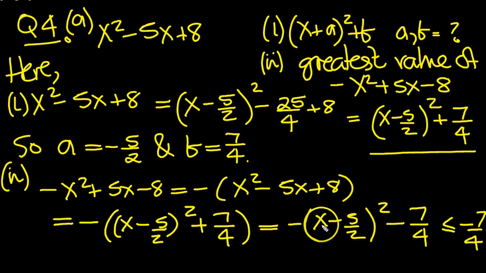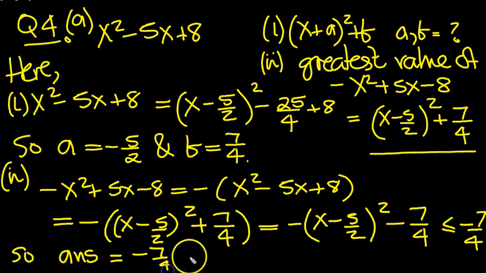Does it equal it? Well, it does, because when x equals 5 over 2, this will disappear to 0 squared. And 0 squared is 0, minus 0 is 0, so it does touch it. So this is the biggest value. So the answer then is equal to minus 7 over 4, and you can write that as a decimal if you wish, minus 1.75 at the end. Okay, that's 4a done. Good.